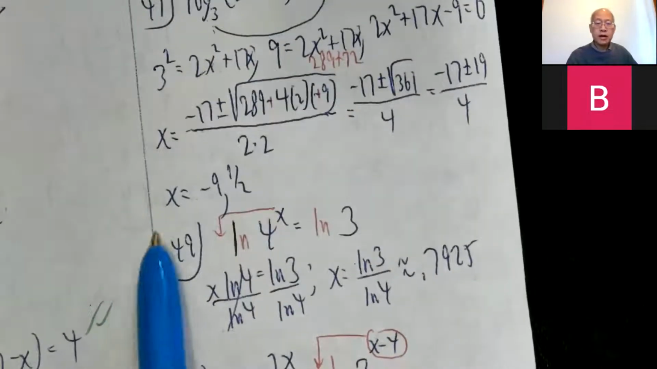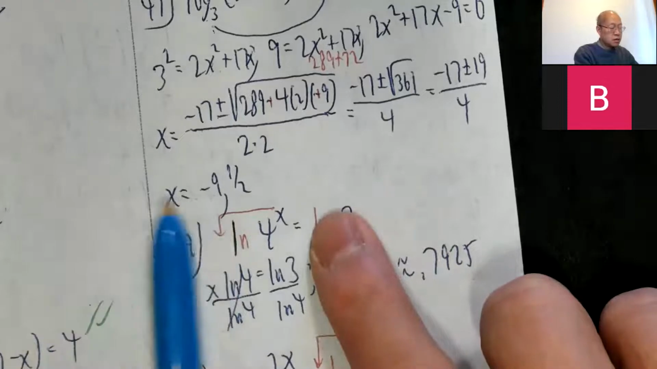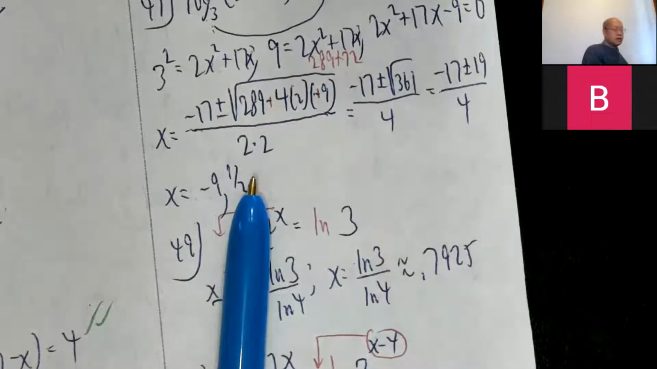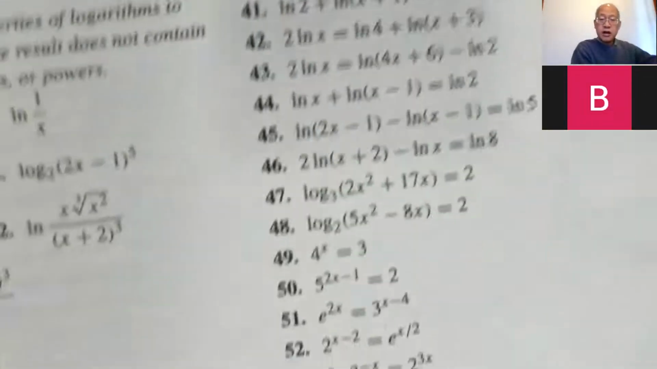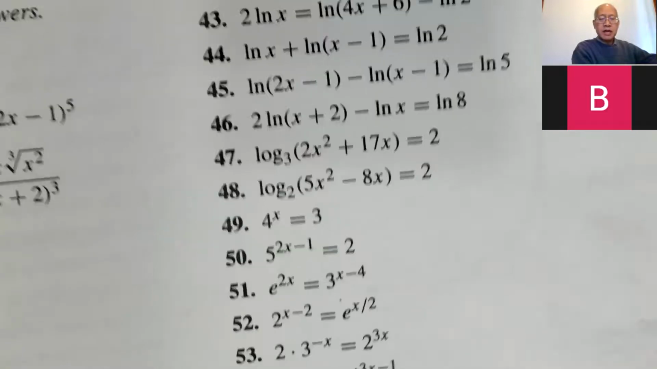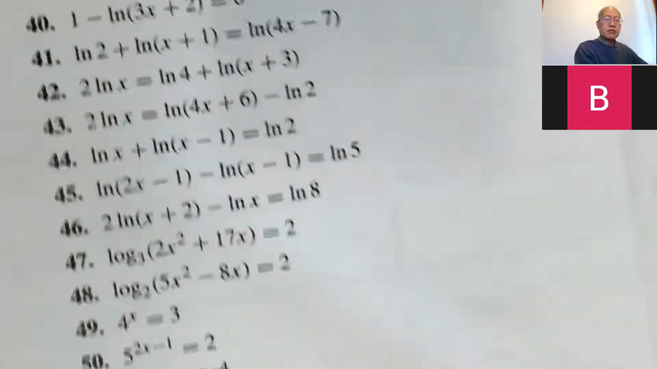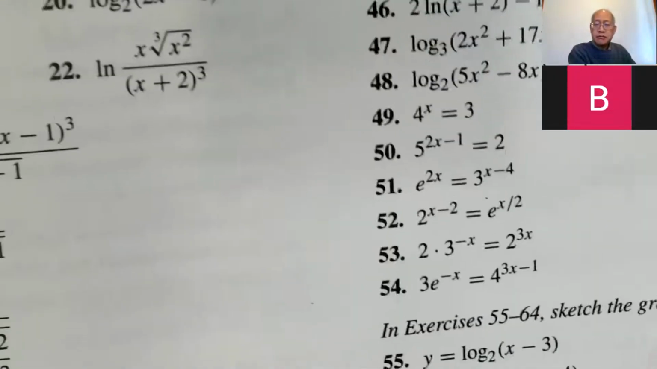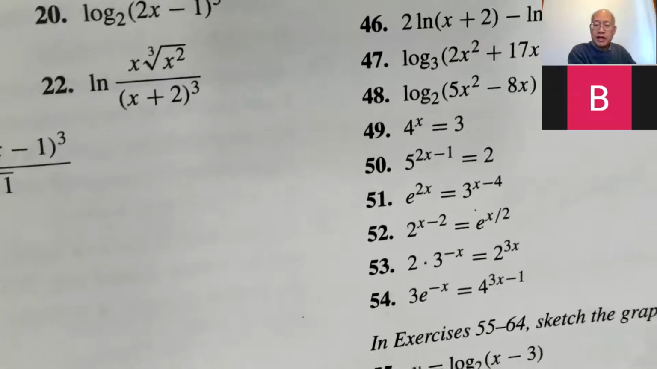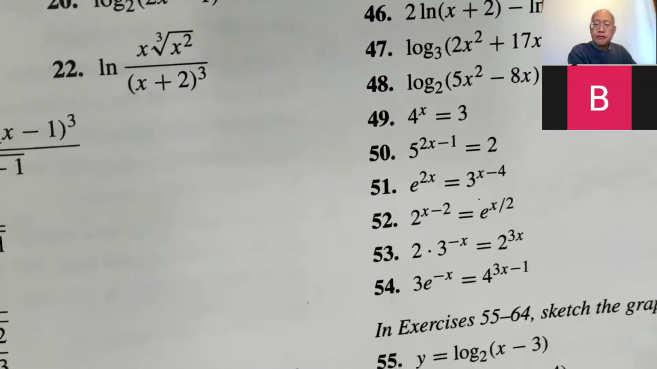Okay, 49. The original says 4 to the x equals 3. Okay, now be careful. It's not 4x equals 3. And I'll just anecdotally say this. Okay, so I know student tricks. Hey, I was a student before, right? 4 to the x equals 3.